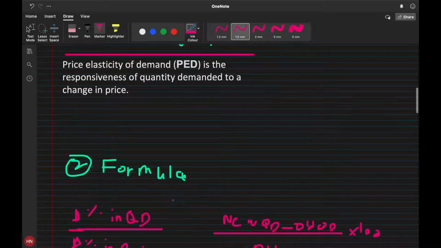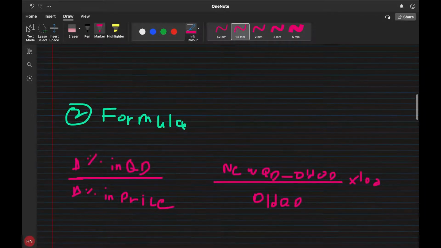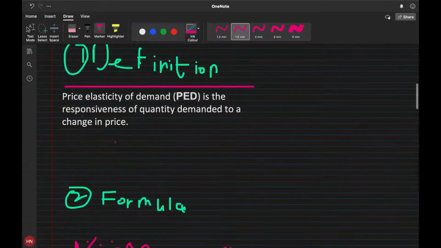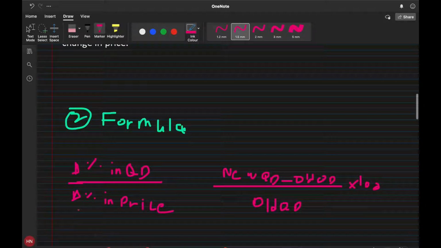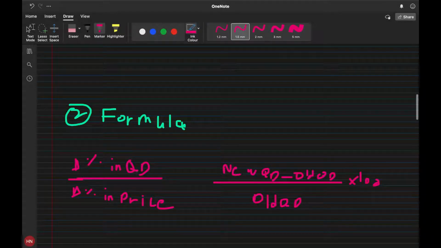So this is the second part, the formula. The formula for PED is percentage change in QD over percentage change in price. So let's look at this definition here. Price elasticity of demand is the responsiveness of quantity demanded to a change in price. So basically, how much of the demanded quantity changes if there is a percentage change in price.